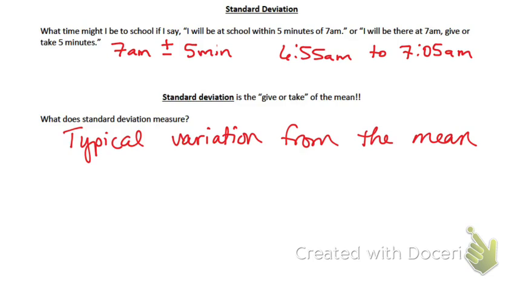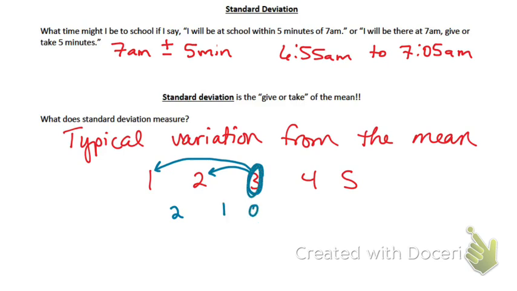So if I had a distribution of 1, 2, 3, 4, 5, what's the average of 1, 2, 3, 4, 5? 3. What's the distance from 3 to 1? It has a distance of 2. What's the distance from 3 to 2? 1. What's the distance from 3 to itself? 0. The distance from 3 to 4 is 1. The distance from 3 to 5 is 2.